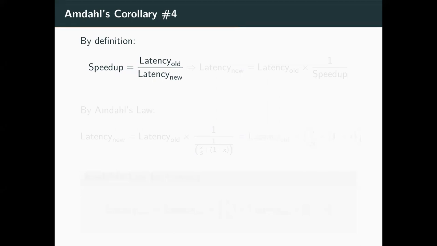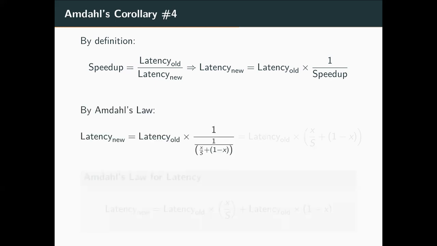Okay, so let's talk about the fourth corollary. We've already seen that we can combine our old definition of speedup with the latency of the old over the latency of the new one. We can rearrange this a little bit and get the new latency in terms of the old latency and the speedup by algebra, which, you know, I mess up a lot of algebra, but it's fine. And then we can apply Amdahl's law. So we can just plug in Amdahl's law for the speedup, right?